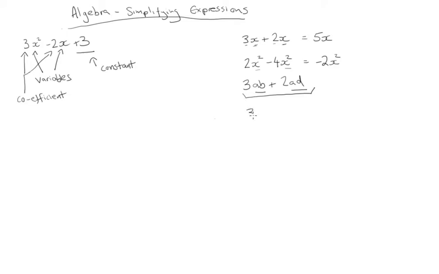And another one like this, 3x squared plus 2x. Can this be simplified? No, it can't, because this variable here is an x squared and this variable here is an x. So they're different. So this is the simplest this expression can be.